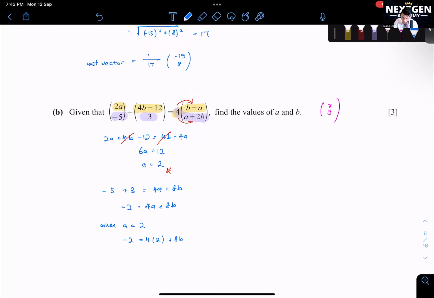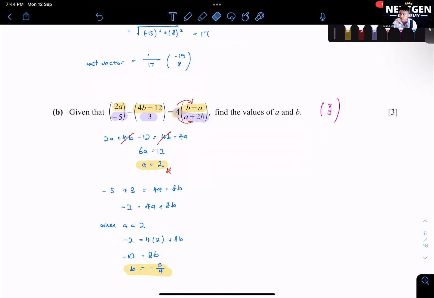Okay, then we'll get what? 8b equals -10. Therefore, b equals -5/4. Okay, so I got this. I think this is a pretty easy question.